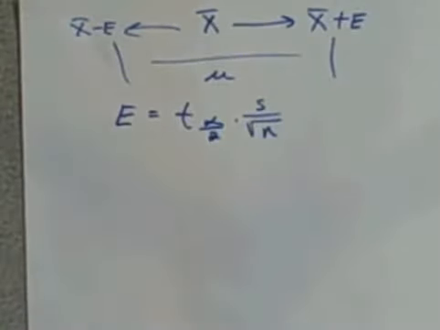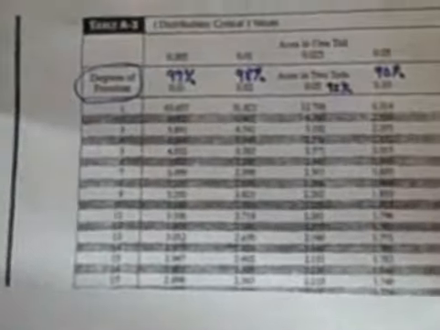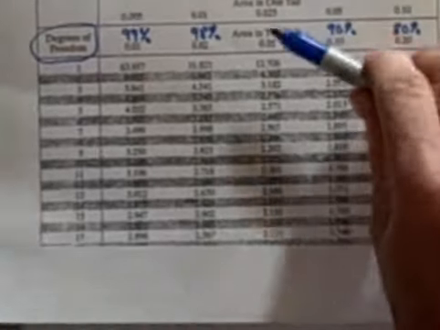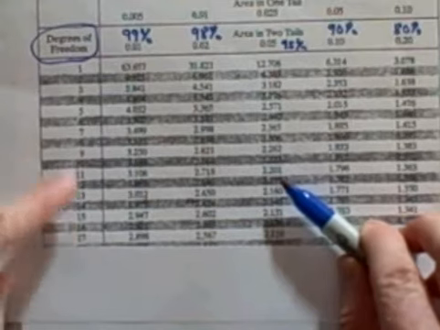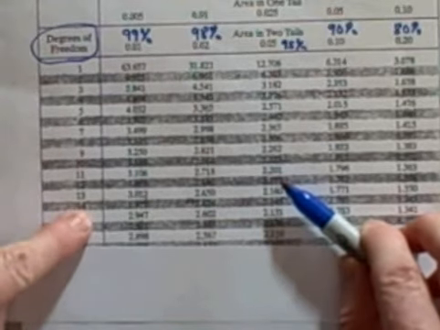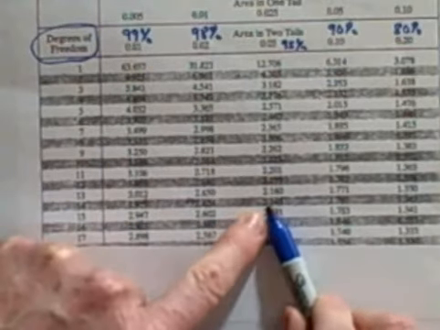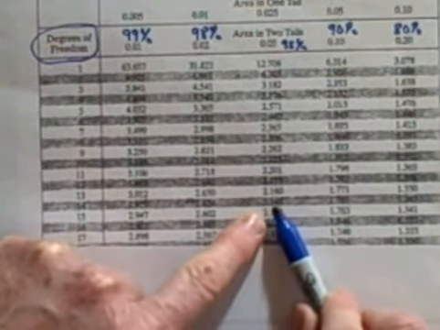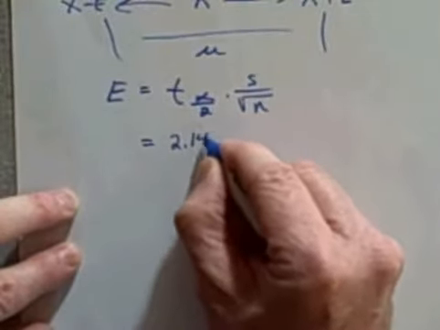So here we go. We need to find out what t sub alpha over 2 is going to be. Using my table, I know I want a confidence level of 95%. Here's the 95% column. I know I had 15 bats in my sample, so my degrees of freedom is one less than that, 14. And if this is readable to you, I'll read it anyway. I get a t-value of 2.145.